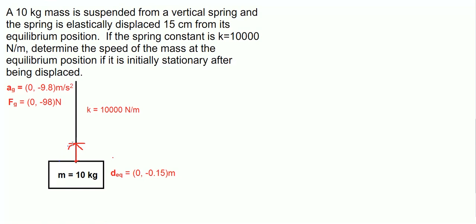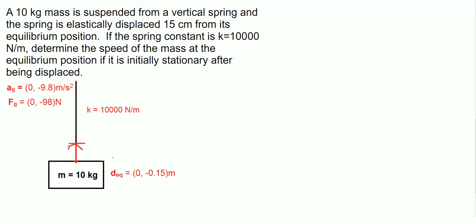Now, the spring constant here is provided to you, and what you're asked to find is the speed of the mass at the equilibrium position if it is initially stationary after it is displaced. All right, so this is a problem that you really want to be able to go through and solve. Now, in order to do this, what I recommend you do is use energy.